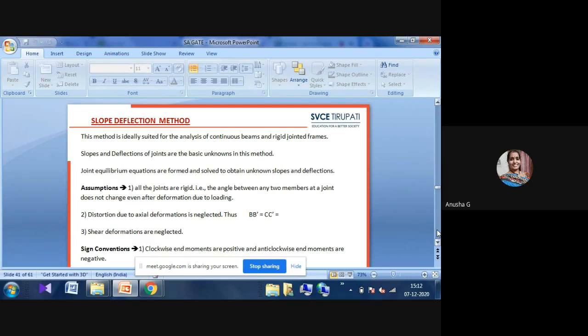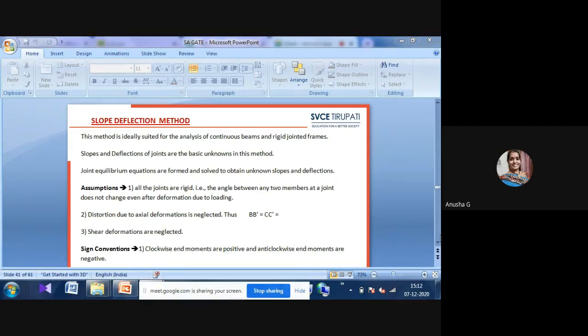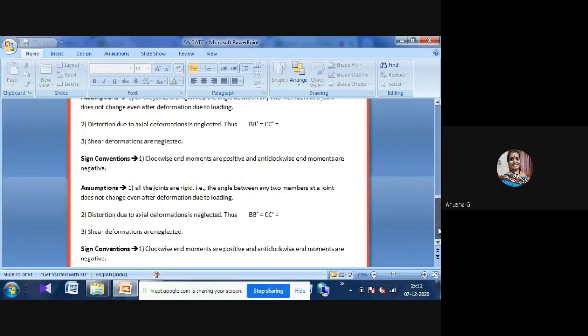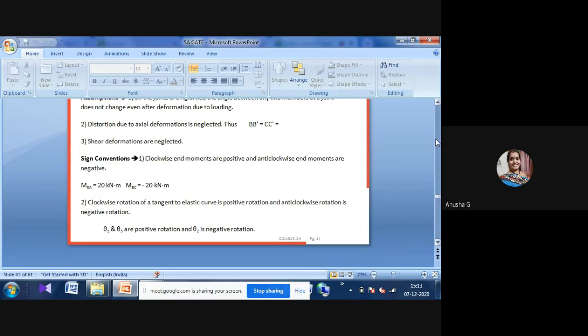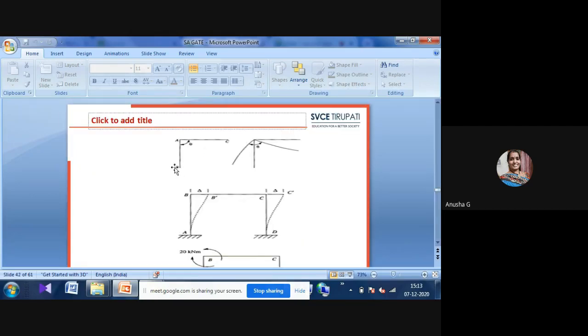Again, here we are considering some sign conventions. Clockwise moment is positive and anti-clockwise moment is negative. This we already know. Theta 1 and theta 2 are the positive rotations. Here you can observe this one.